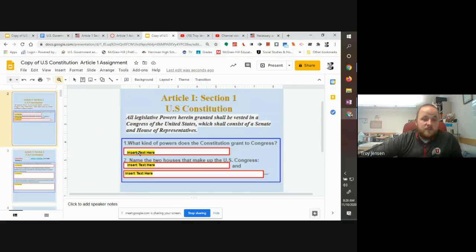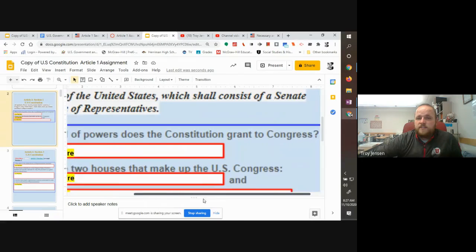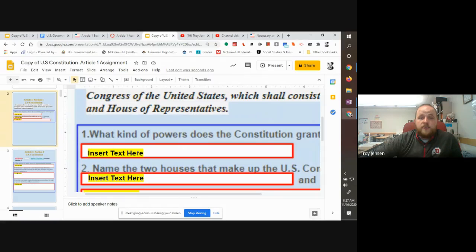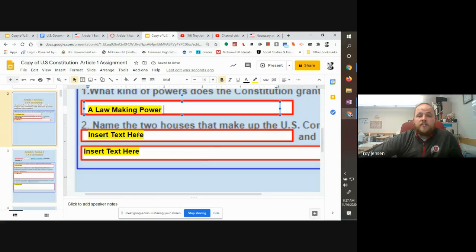So what you'll do to submit your answers is you'll just click on each individual place where it says answer text here. Look at the question. Okay, so what kind of powers does the Constitution grant to Congress? And you're just going to write your answer. So I'm going to look up in my Pocket Constitution and find in Article 1, Section 1, that the very first statement is that all legislative powers, so all lawmaking powers, okay. And you're going to go through and read Article 1 and just answer these questions.